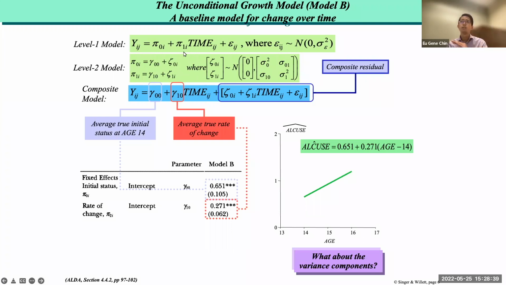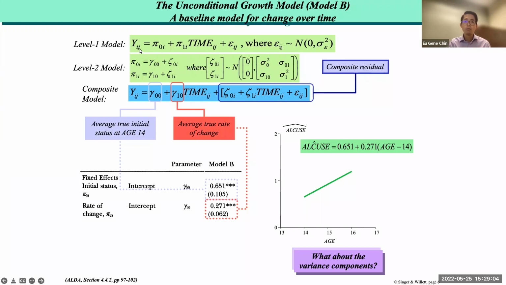So let's walk through this really quickly, because I'm hoping this will make sense to you in terms of the exact parameters that we're working with over here. Remember, this is the unconditional growth model. This is our baseline model for change over time. We're probably going to compare other more complicated multilevel models for change with this baseline model, so it's important that we understand what this baseline model is.